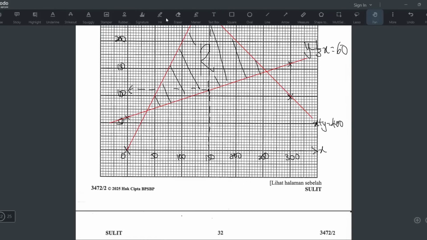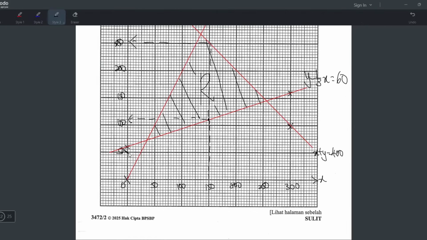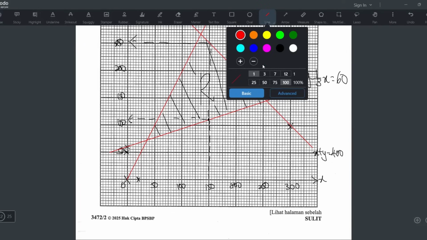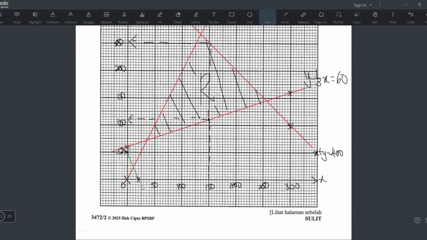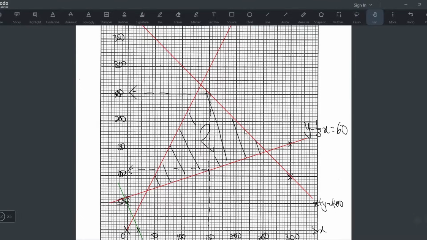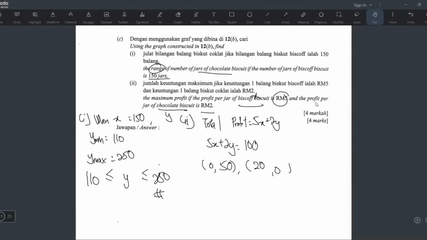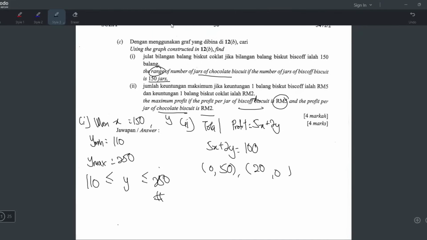So 0, 50 is here. 20, 0: 2 boxes is 10, plus 2 more boxes is 20, so it's here. Make sure when you draw this, you use a dotted line. I'll just use a green color line, but you all use a dotted line. Green color means dotted line. Remember to write the equation: 5x plus 2y equals 100. Do they want maximum or minimum? They give you the profit for one Biscoff and the profit for one chocolate, and ask for the maximum profit. So yeah, they want maximum profit.